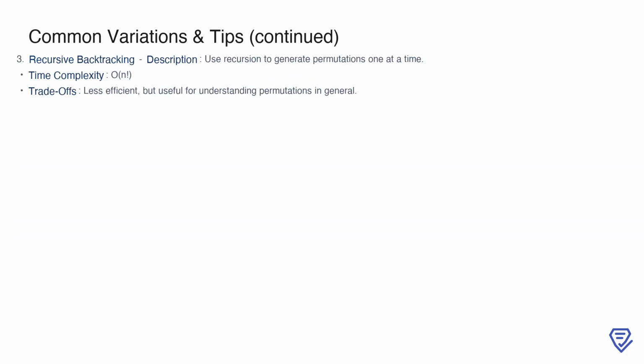Another approach worth mentioning is recursive backtracking, where permutations are generated one at a time through recursion. While this method is less efficient due to its factorial time complexity, it can be a useful learning tool for understanding permutation generation in general. By exploring all possible arrangements recursively, you gain a deeper intuition for how permutations are constructed, even though it may not be the best approach for solving the next permutation problem in practice.